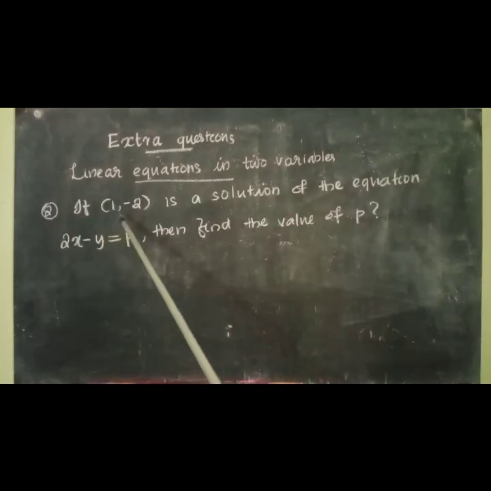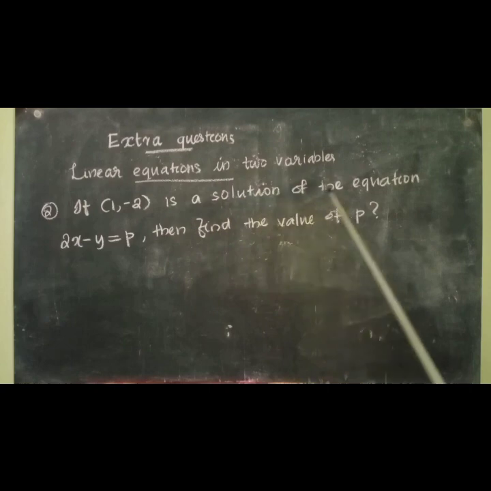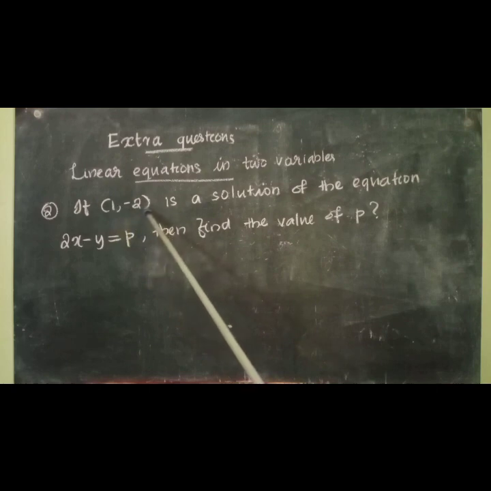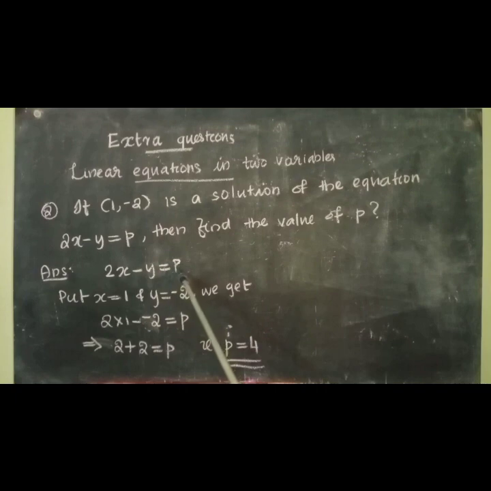Second question, if 1 comma minus 2 is a solution of the equation 2x minus y equal to p, then find the value of p. Here x equal to 1 and y equal to minus 2. In this equation we can give those values. Then we will get the value of p. 2x minus y equal to p. Put x equal to 1 and y equal to minus 2. We get 2 into 1 minus of minus 2 equal to p. 2 into 1 is 2. Minus minus 2 is plus 2. So 2 plus 2 equal to p. That is p equal to 4.